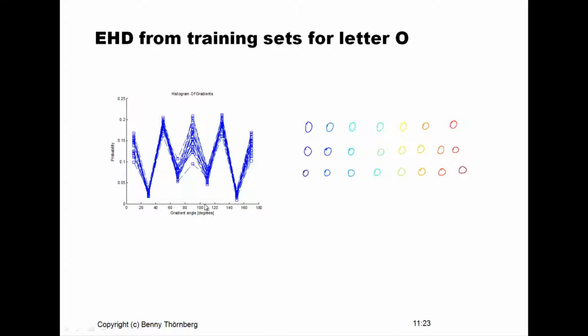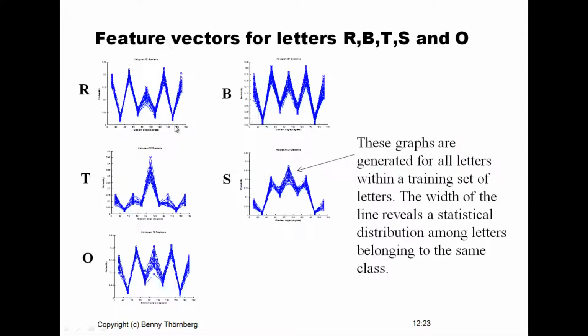On the next slide you will see the corresponding letter O and how the corresponding edge histogram descriptor will look. And if we summarize all of them on one page, then you have R, B, T and S and O, handwritten of course. So you see how they are quite different, but of course it's not that big a difference between R and B. There may not be that big a difference also between O and B, but at least between S and T it should be easy to make a difference, even manually, by just having a look at them.